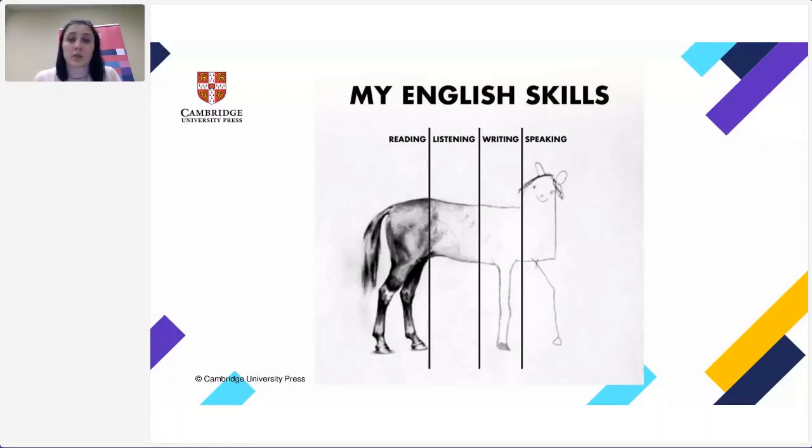The answer is very simple: I cannot speak. I know where to use the present perfect, and what the difference is between present perfect simple and present perfect continuous. Yeah, I know it. I know how to make this sentence. Yeah, but how to use it?